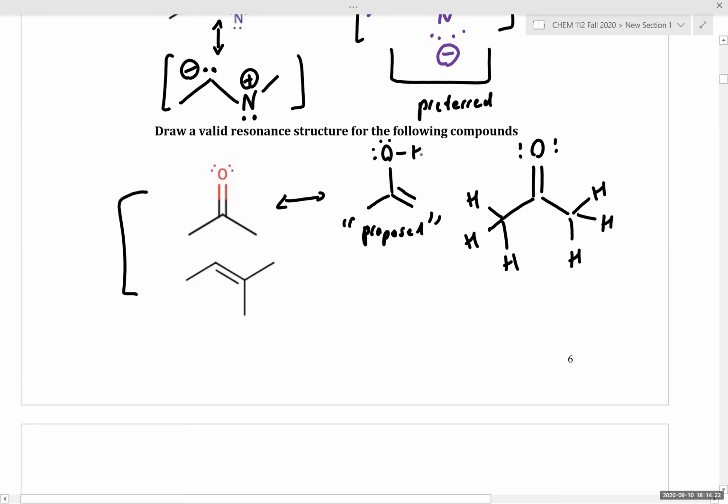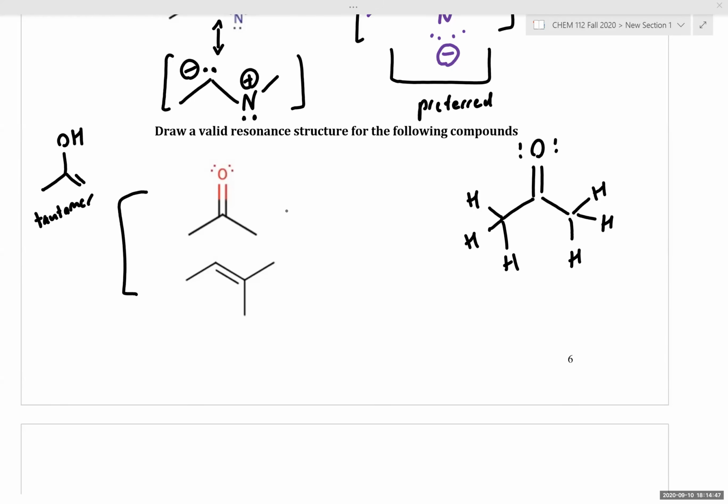So this structure shown here is not quite a resonance structure. This structure proposed here, I can draw this off to the side, is known as a tautomer. And in this tautomer, we've actually broken one of our bonds. So it's not quite a resonance structure, but it is a common form of acetone that is generated from a series of acid-base reactions and proton transfers. So we'll see this structure later on in this chapter, but it's not a resonance structure.